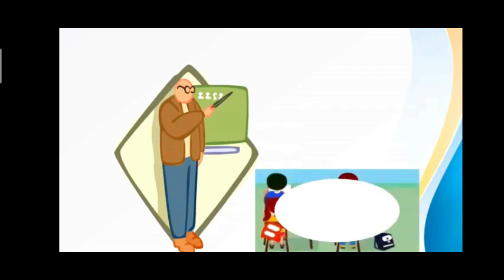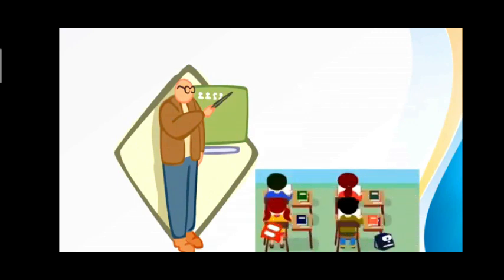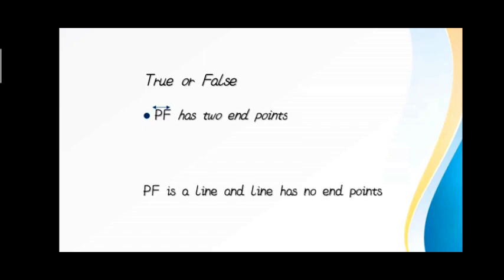Now next we have some questions which are based on the previous slides which we have read. So the first question we have, PF has two endpoints. Now what is PF? PF is basically a line. So line PF has two endpoints. No, this is false. Why? Because PF is a line and a line has no endpoints. We have read this already.